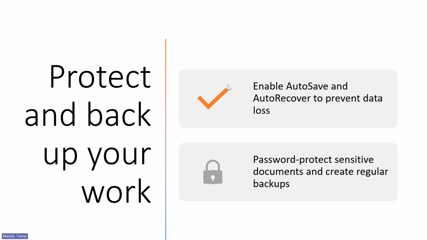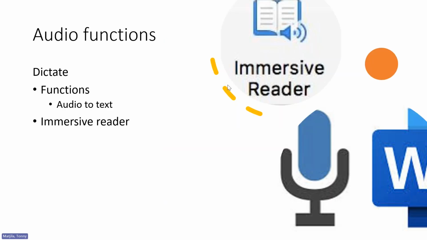It is also important to save and backup your work, and I'll briefly demonstrate this. So these are some of the functions that I want to talk about. The audio functions, dictate. In case you are tired of typing, there is a dictate function that you can use to type for you. So it converts your audio into text. And there is also a read aloud function where, if there is a document, it can read it out loud for you. So I will also demonstrate these two functions.